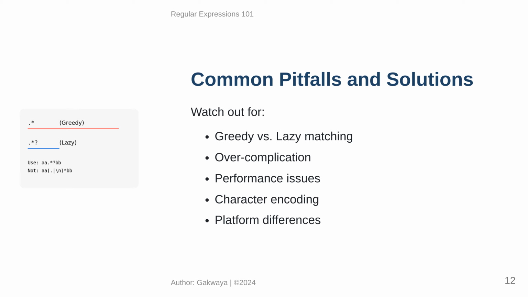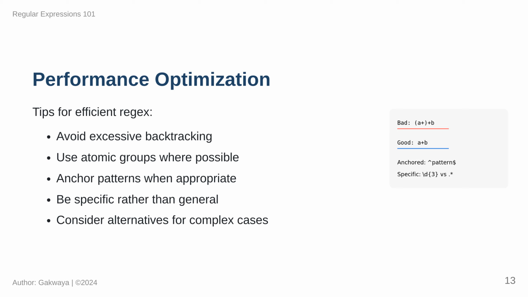Performance optimization is crucial when working with regex, especially in production environments. Backtracking can cause exponential slowdown. This happens when the regex engine has to try multiple possibilities to find a match. Using anchors, caret and dollar, can help by limiting where the pattern needs to look. Being specific about what you're matching, rather than using generic patterns, not only makes your regex more efficient but also more accurate. For very complex text processing, consider using parsing libraries instead of regex.